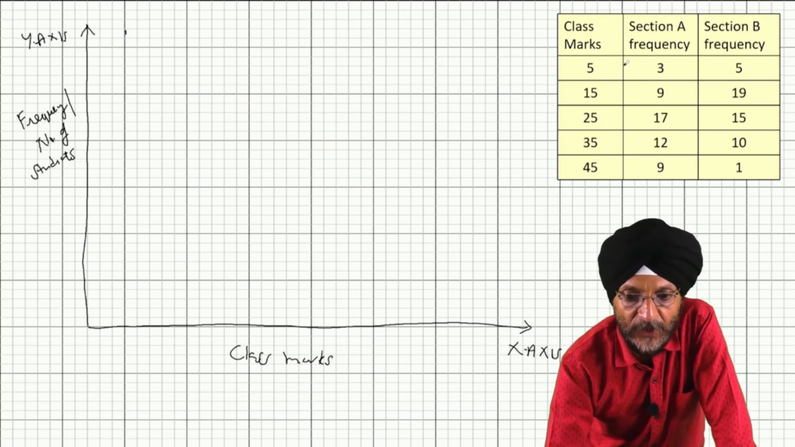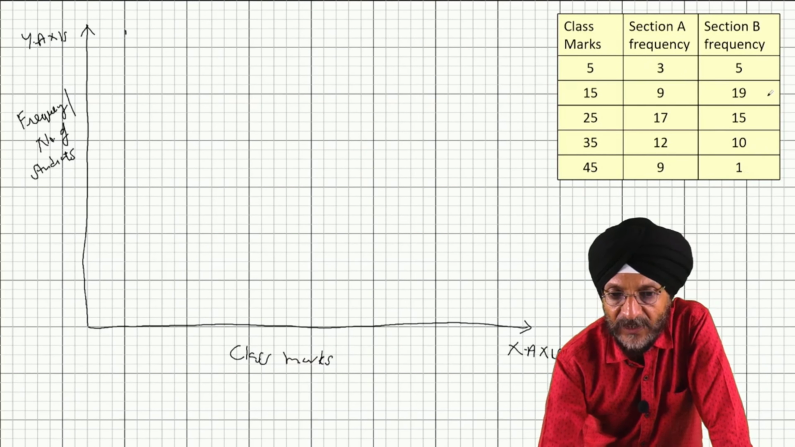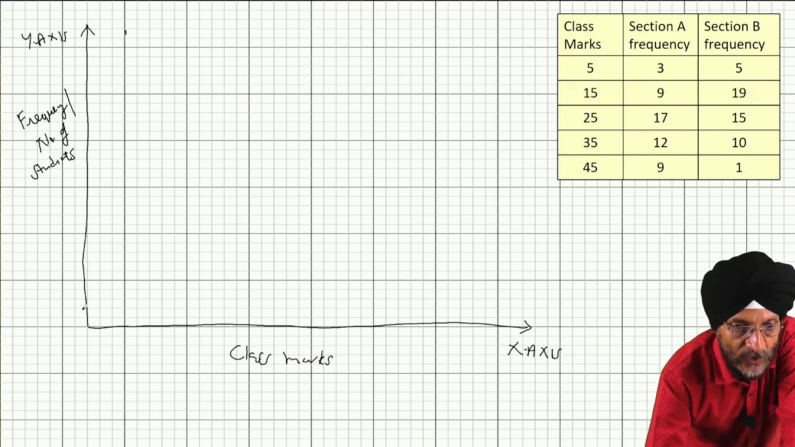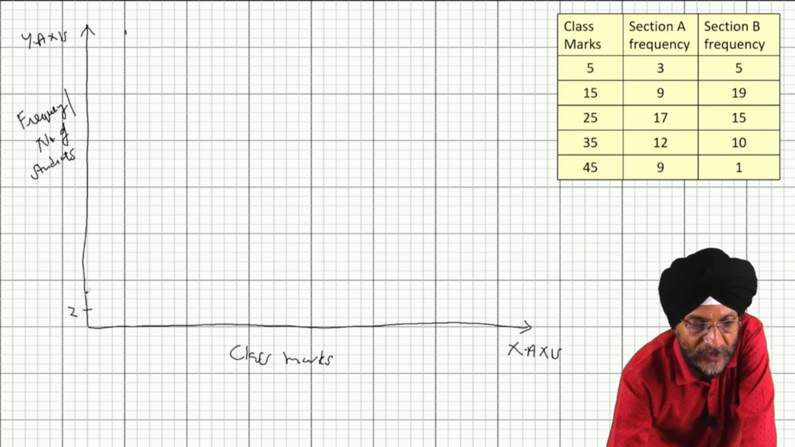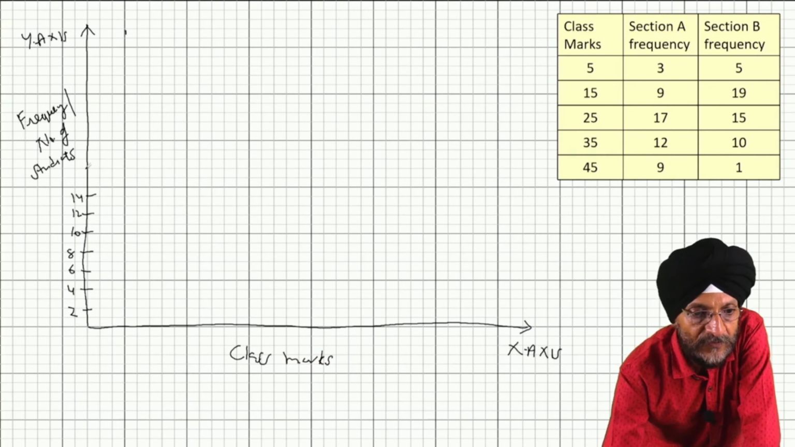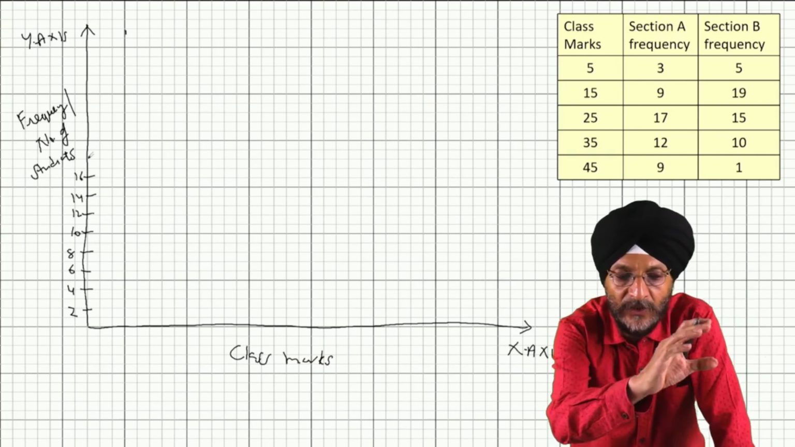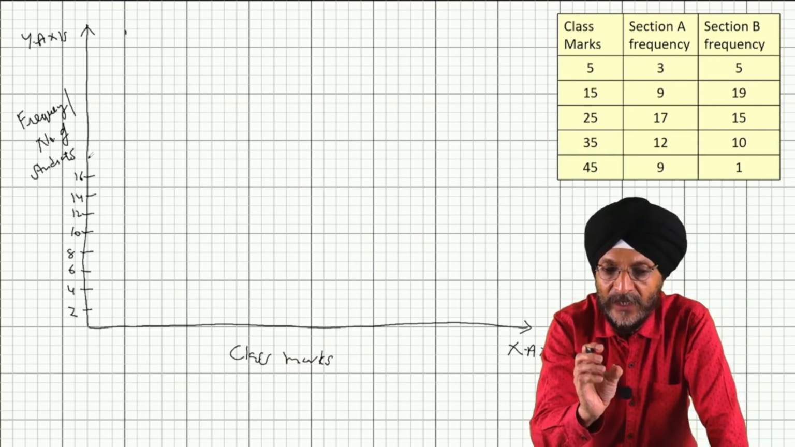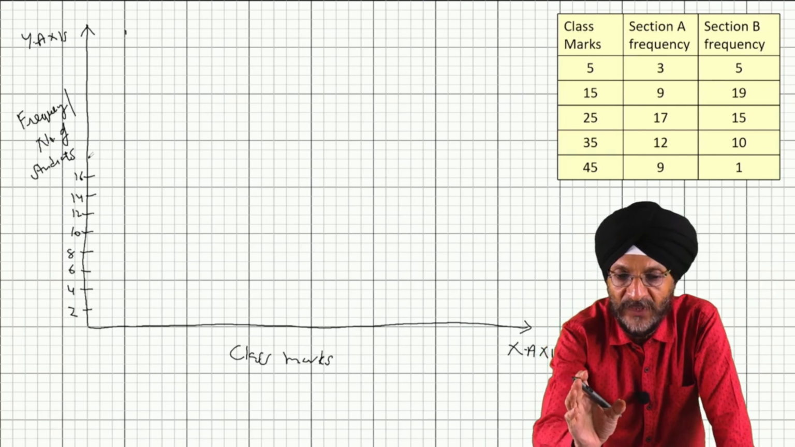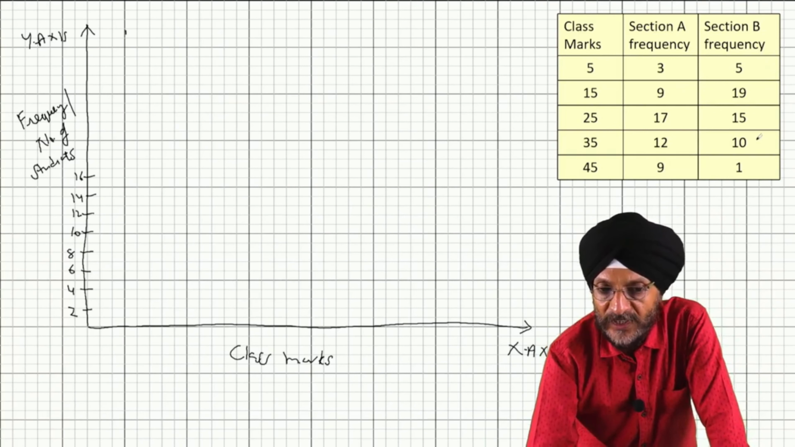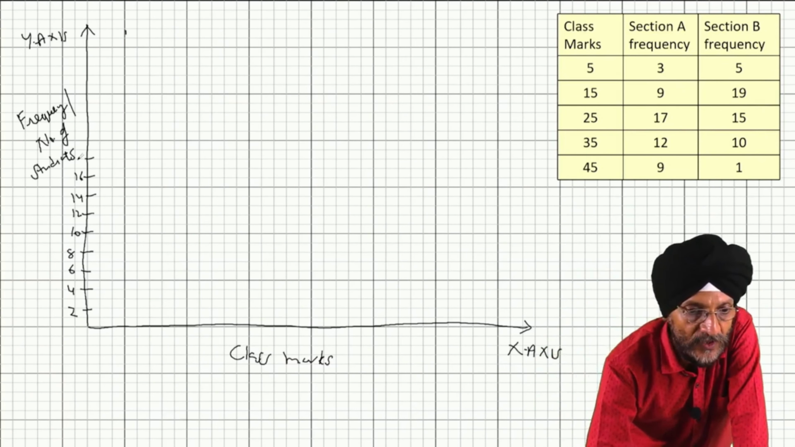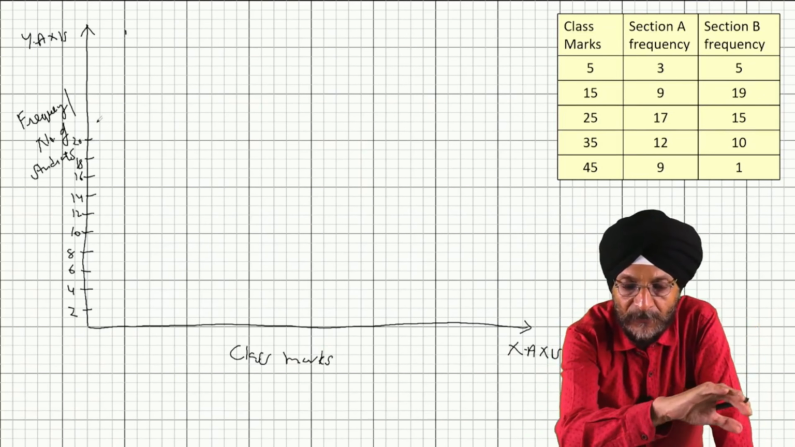So now what is the frequency? The lowest is 1 and the maximum is 19. So here we will start from 2. After every 2 cells we are marking 2, 4, 6, 8, 10, 12. Any marking on the graph should be made keeping in view what is given in the data. Here we have considered the lowest frequency and the highest frequency, and on that basis we are marking this so that we can show the same on the graph.